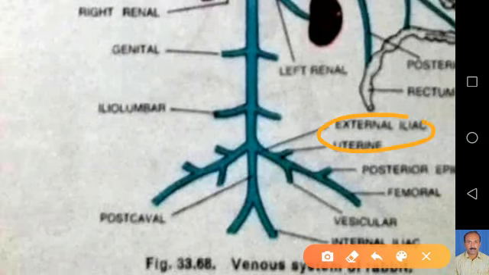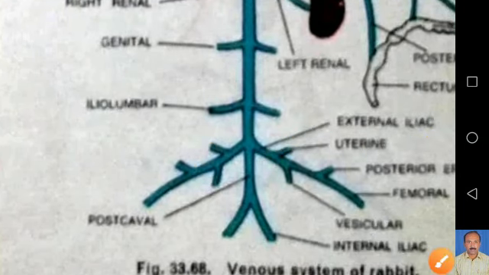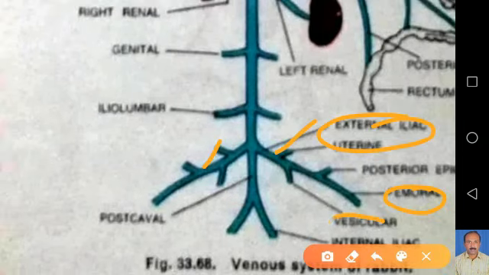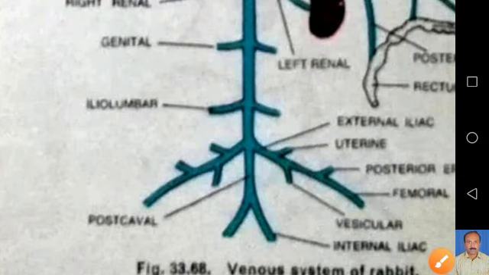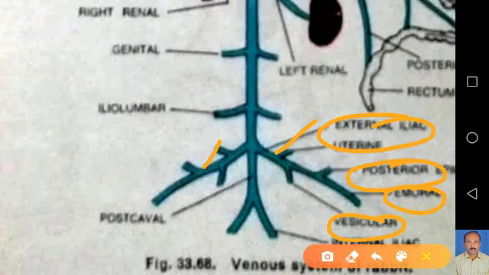External iliac veins, this one and this one, they are a pair of large veins on either side. They are formed by the confluence of a large femoral vein collecting blood from outer part of the hind leg, a vesicular vein from bladder and seminal vesicle of male or uterus of the female, and a posterior epigastric vein which collects blood from the pubic region.